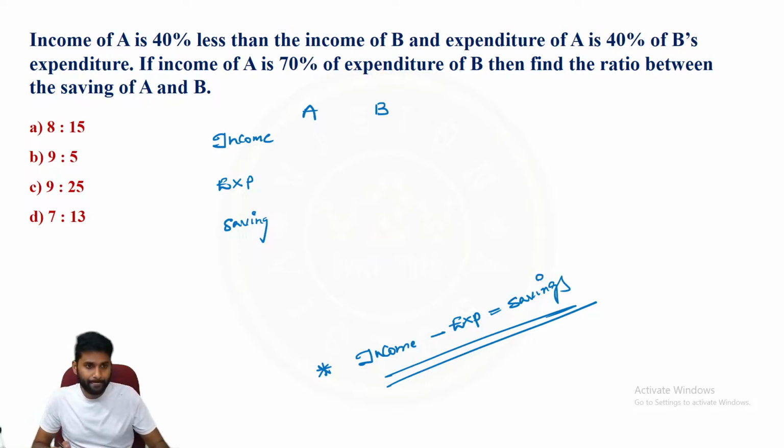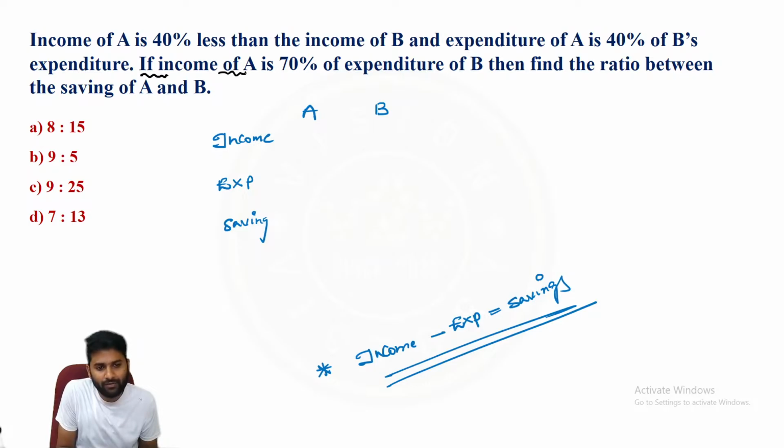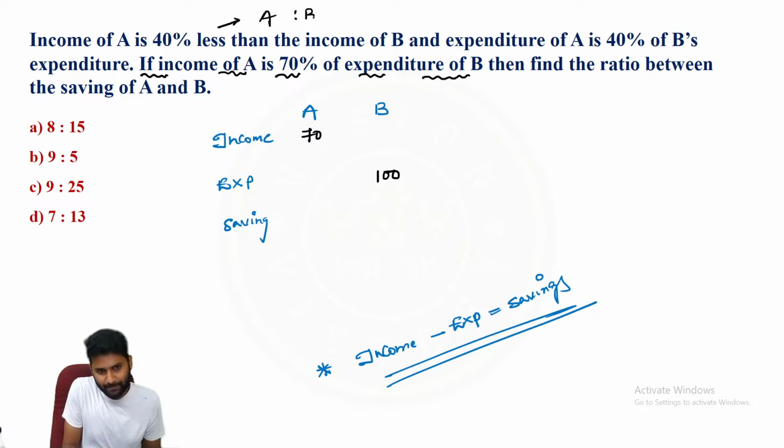Answer guys. Now see, first we have the comparison. Income of A is 70% of expenditure of B. Let us take expenditure of B as 70. So definitely income of A is 70. Now again we have a comparison. Income of A is 40% less than income of B. Again, if you go through this comparison, A is to B. B is 100. So definitely A's value is 40% less. It's a value of 60.